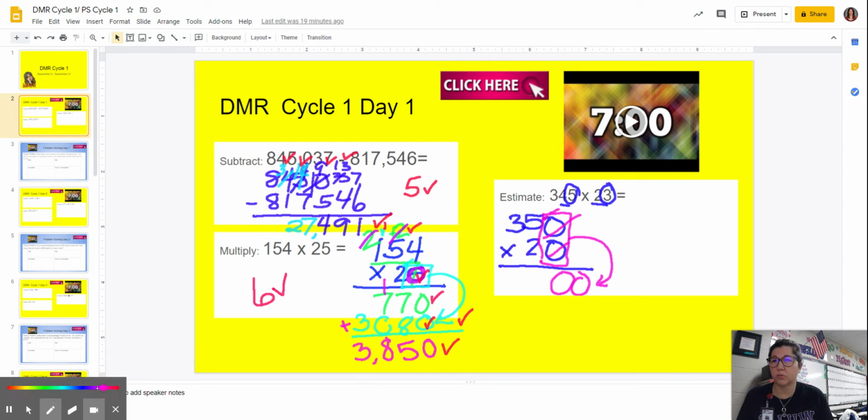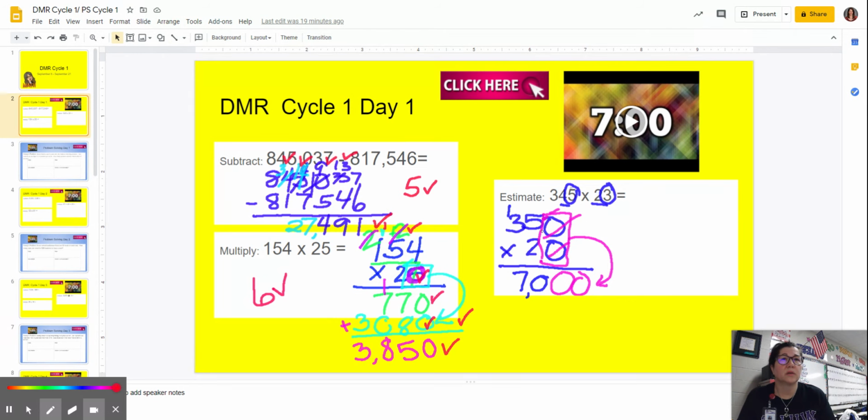Now we're trying to make the math really easy. I'm going to go grab my blue pen again. So 2 times 5 is 10. So here's my 0 and my 10. Carry my 1 and my 10. And 2 times 3 is 6, plus 1 is 7. So my answer is 7,000.